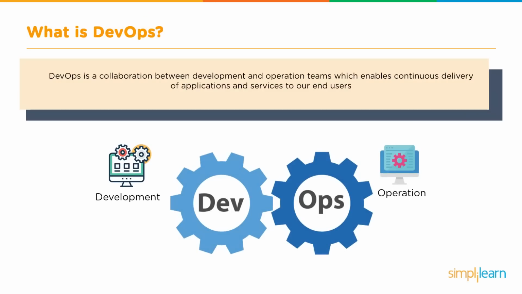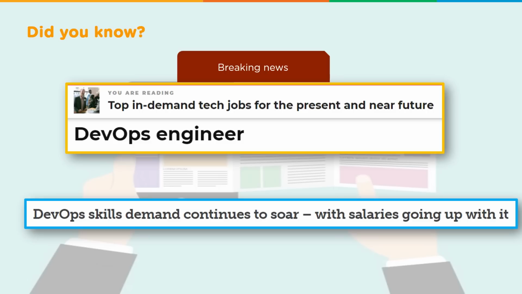The expectation with DevOps is that it will continue to mature. Indeed, you're even seeing some groups which are now called DevSecOps, where they're integrating security as part of the delivery between the development team and the operations team. The bottom line is a DevOps engineer is highly in demand. The demand for a DevOps engineer is literally going through the roof, with salaries going up exponentially.